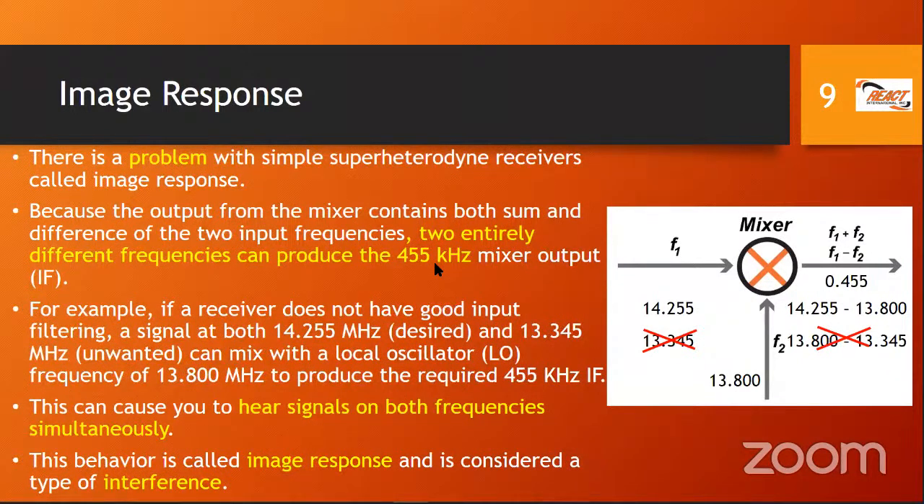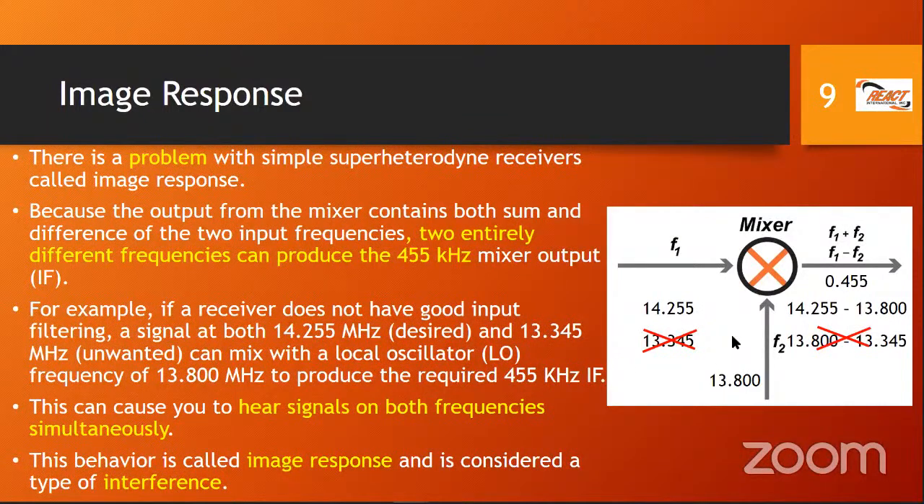So let's give an example to illustrate the problem. If we have a receiver and it doesn't have good filtering on the input, you can have a signal that's on, let's say, 14.255, that's the desired frequency, that's what we're interested in receiving. That's, let's say, the frequency that Franz has chosen to talk to us on, and we want to receive him on 14.255. But because of how the mixer works, another frequency, 13.345, which is not what we're interested in, the unwanted frequency, can mix with the same frequency that is generated by the local oscillator. That mixer could mix the 13.8 megahertz frequency with both the desired, 14.255, as well as the undesired, 13.345, and end up producing 455 kilohertz, which is our IF.